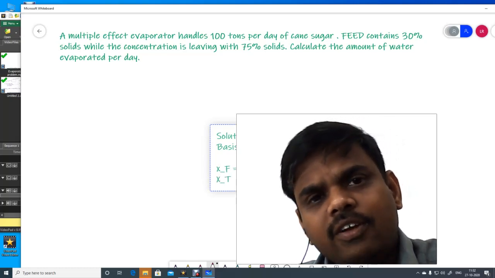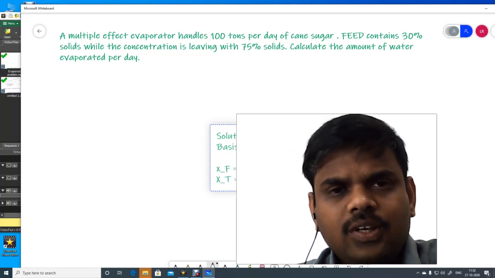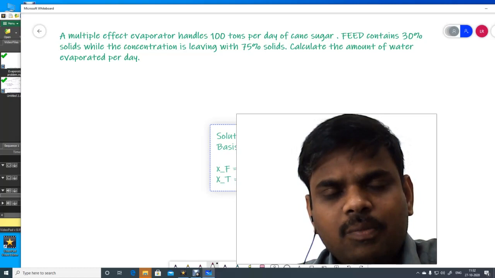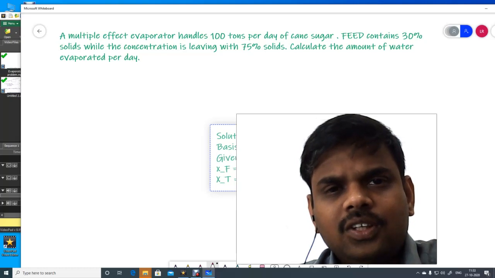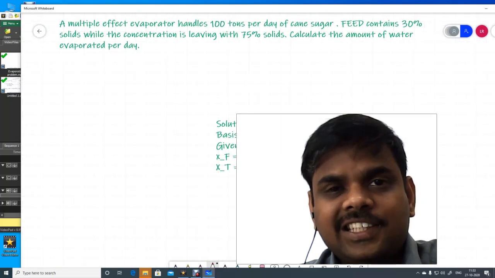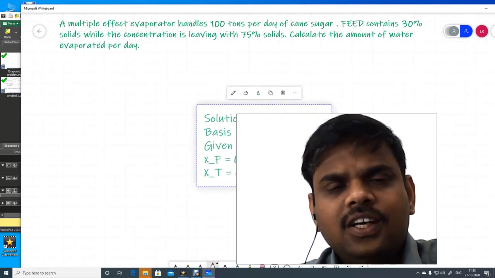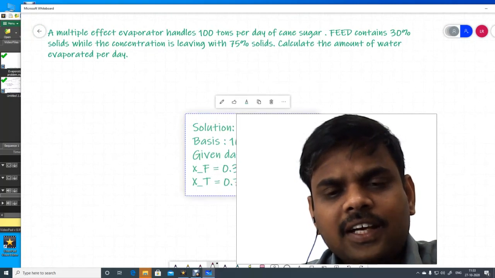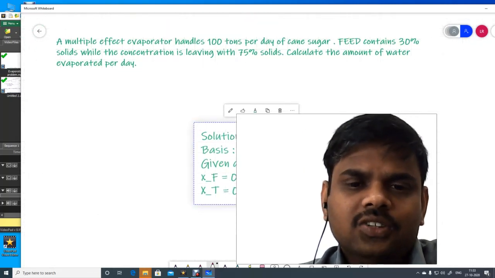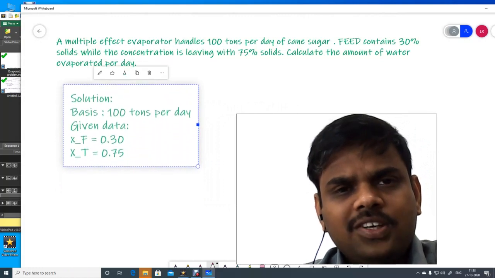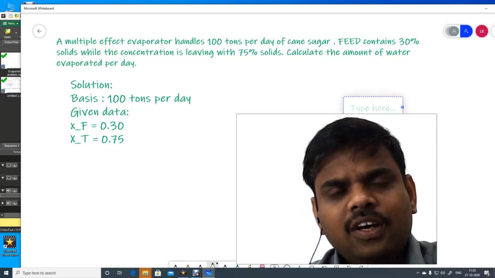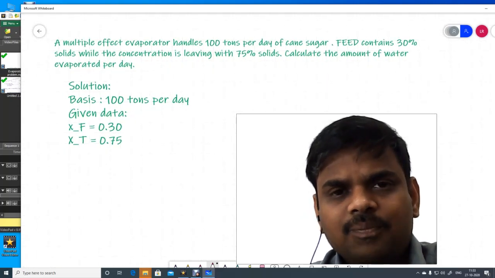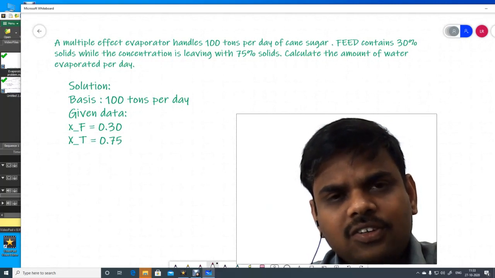So next is the individual material balance for solids. What is the mass fraction of solids in the feed? It is given as 30%, so XF is equal to 30 divided by 100, which is 0.30. Similarly, let XT be the mass fraction of solids in thick liquor, given as 75%. So XT equals 0.75. So what is the individual material balance? It is XF into F is equal to XT into T.